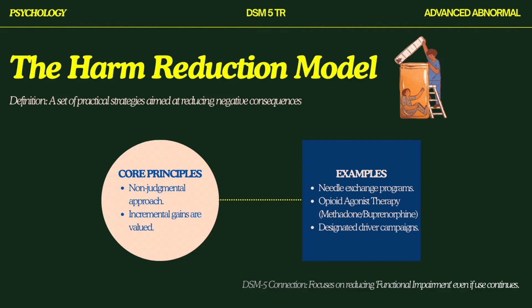In contrast to abstinence, harm reduction is a public health philosophy. It acknowledges that for various reasons, some individuals are not able or willing to stop using substances immediately. Rather than denying them care, harm reduction focuses on safety. In the context of the DSM-5, this approach aims to reduce the severity of the diagnostic criteria, such as social or occupational impairment, even if the use criterion is still technically met. It prioritizes keeping the individual alive and connected to healthcare systems.